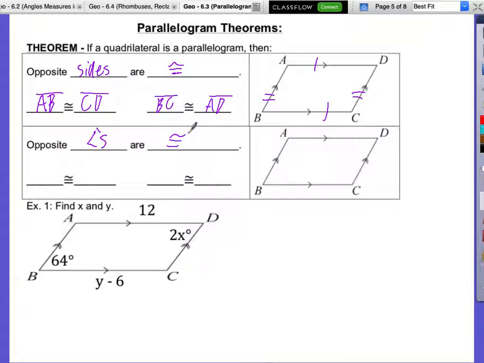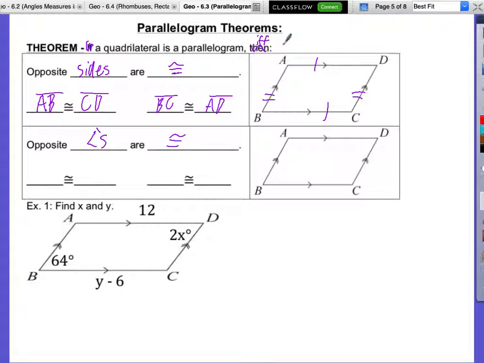Are these two different theorems or do they go together? That's a great question. So M asks, are these two different theorems? Do they go together? They're different theorems. They're both just about parallelograms, and they're both that a quadrilateral is a parallelogram if and only if. So somebody give me a pair of opposite angles that would be congruent.